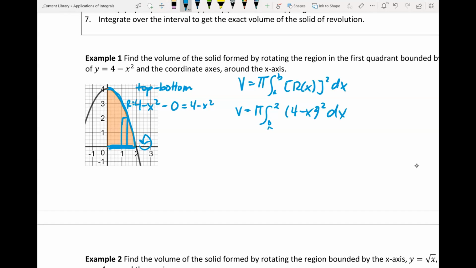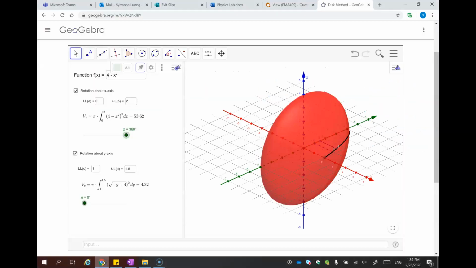So take a note that the 0 is the left x value, and the 2 is your right x value. And if we were to plug this into the calculator, we're going to get 53.62 is our final answer. And if we go back into our GeoGebra, that's what we're given right here as well, 53.62.